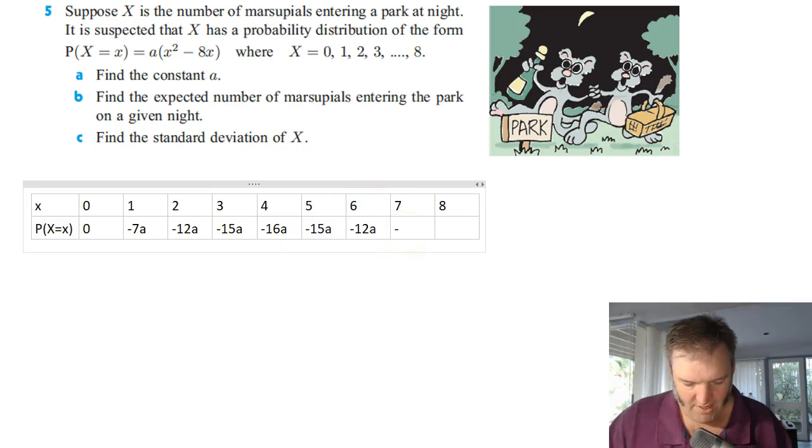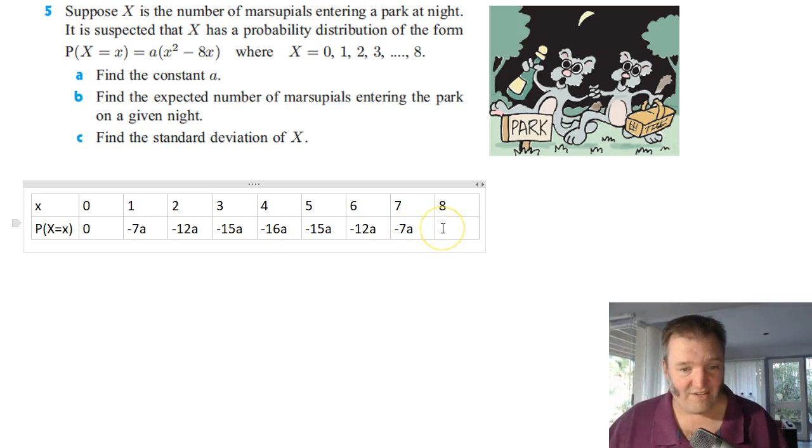7 squared minus 56, so 49 minus 56 is negative 7a. I want to go 8 squared minus 8 times 8, well that's 0, so that'd be 0a. So it disappeared, so there it is.